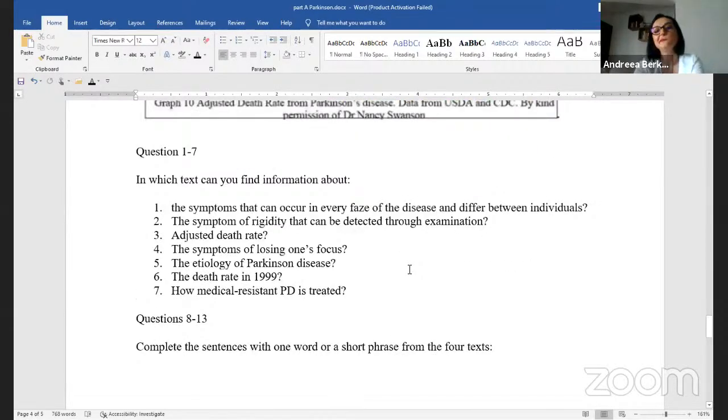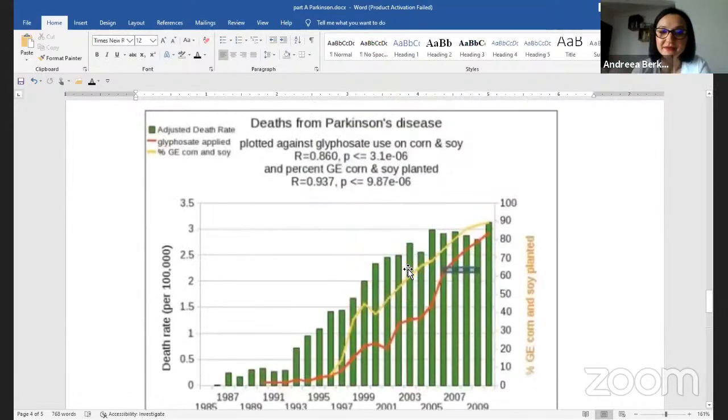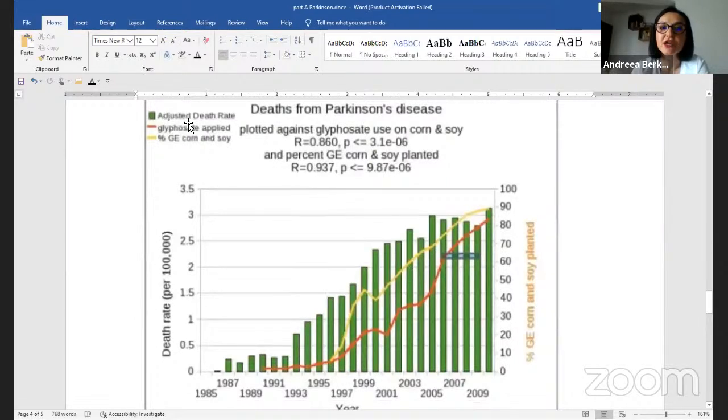Question 3. Adjusted death rate. D. D, right. If you see here on the left side on the top, you have a green little square where it says adjusted death rate. So the bar chart is about the death rate of Parkinson's disease. And you would also find the information of adjusted death rate adjusted with the genetically engineered corn and soy.